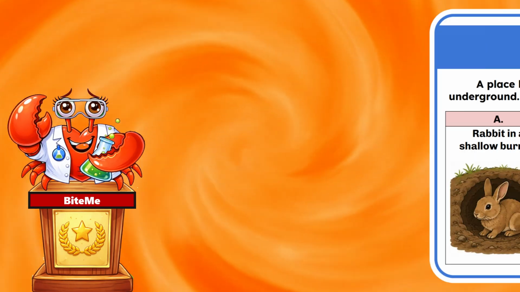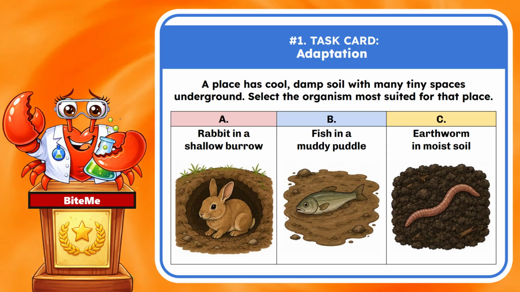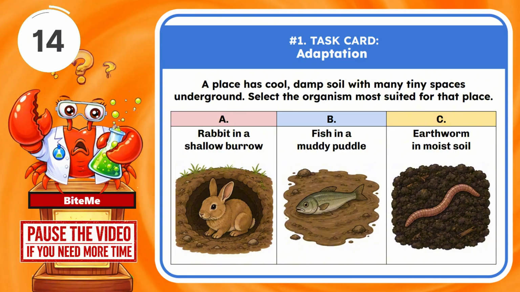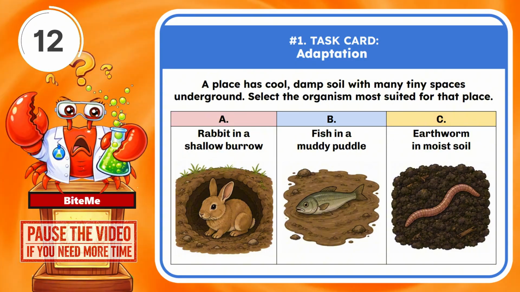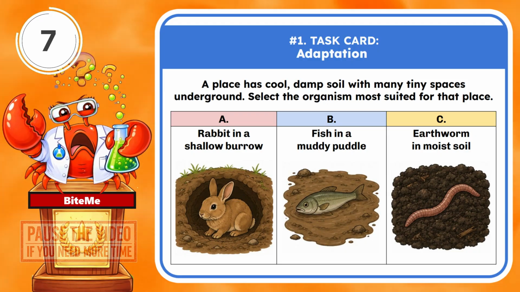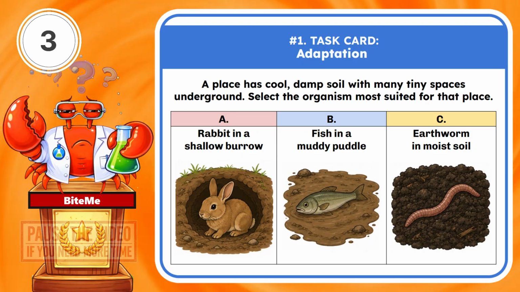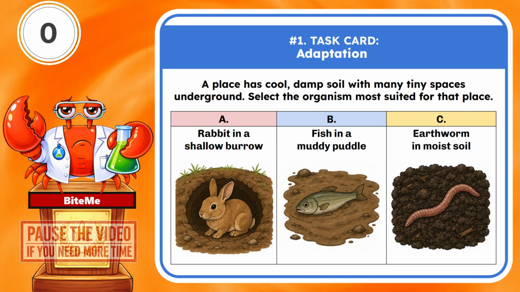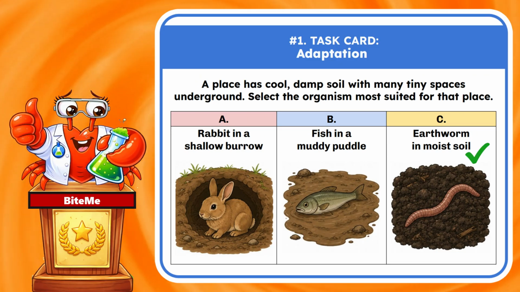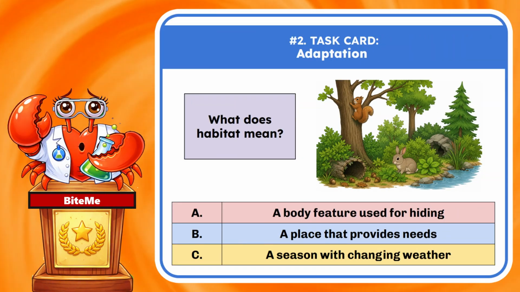Let's begin. A place is cool, damp soil with many tiny spaces underground. Select the organism most suited for that place. And the correct answer is letter C, earthworm in moist soil. What does habitat mean?